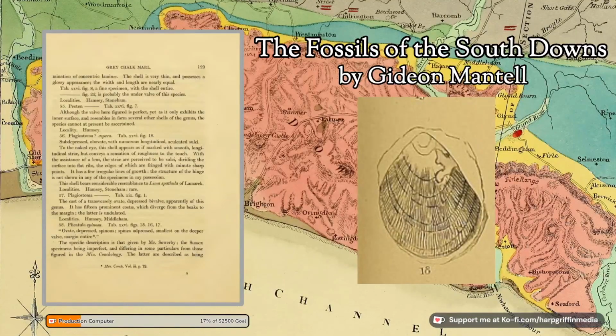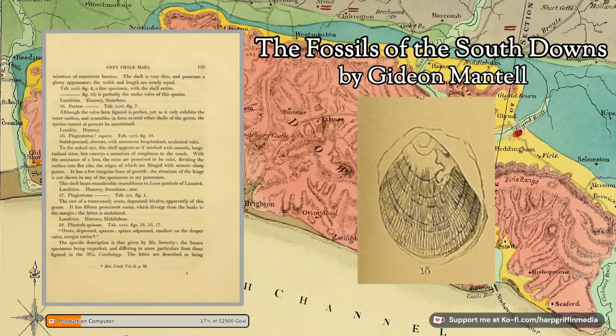56. Plagiostoma aspera. Tablet 26, figure 18. Subdepressed, obovate, with numerous longitudinal aculeated sulci. To the naked eye, this shell appears as if marked with smooth longitudinal striae, but conveys a sensation of roughness to the touch. With the assistance of a lens, the striae are perceived to be sulci, dividing the surface into flat ribs, the edges of which are fringed with minute, sharp points. It has a few irregular lines of growth.